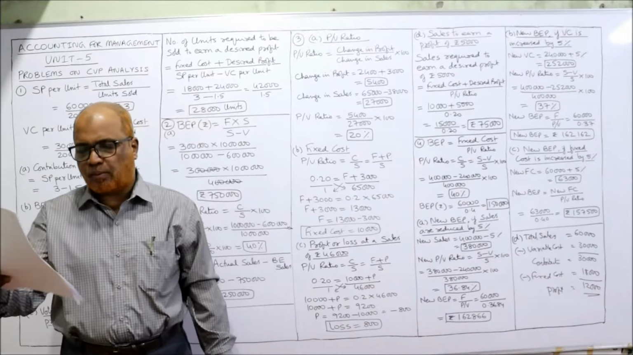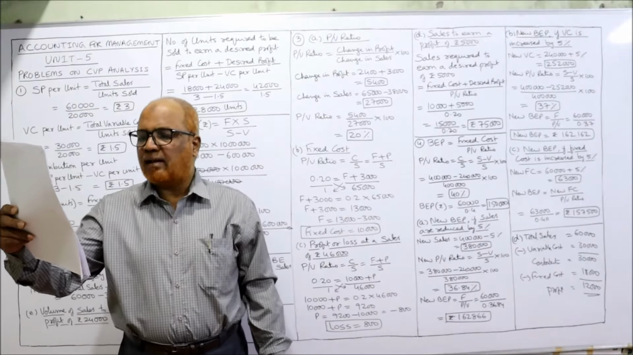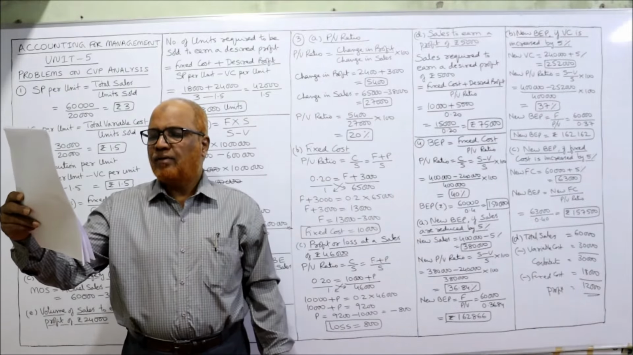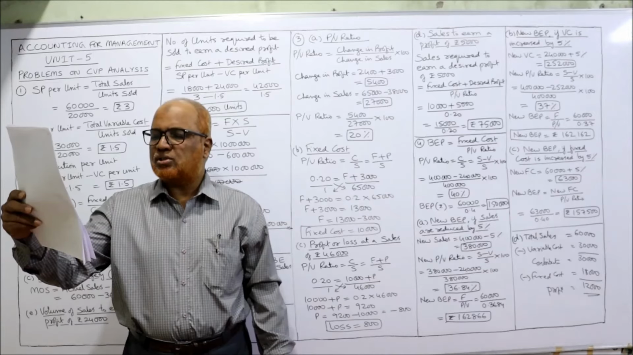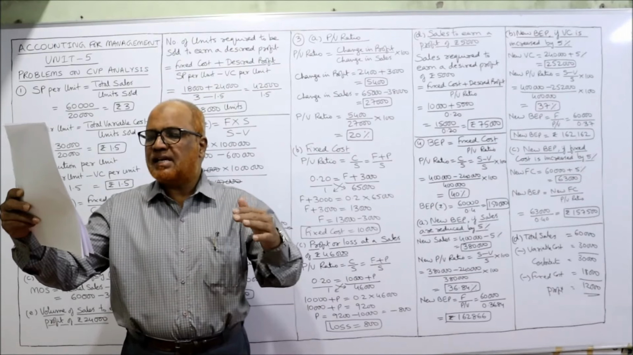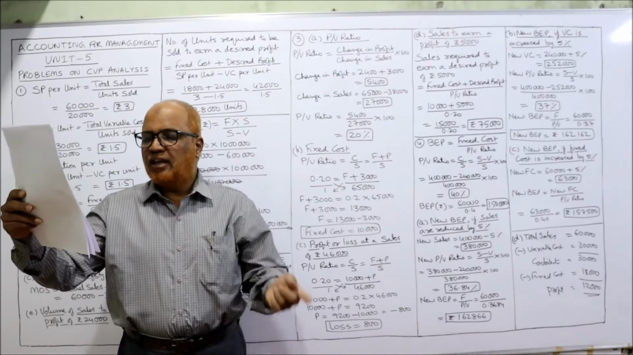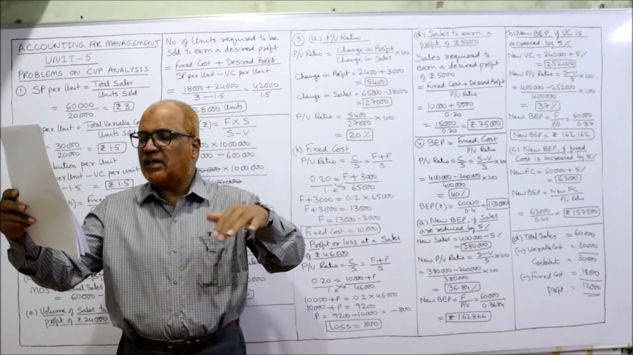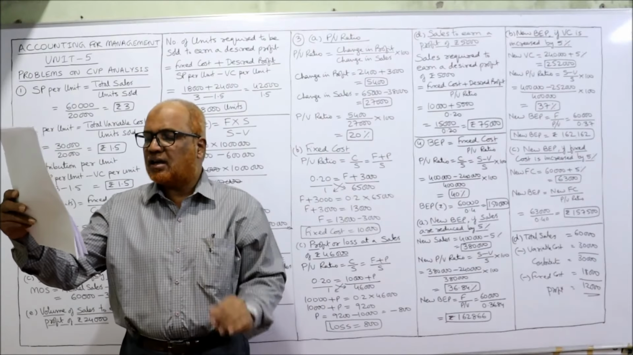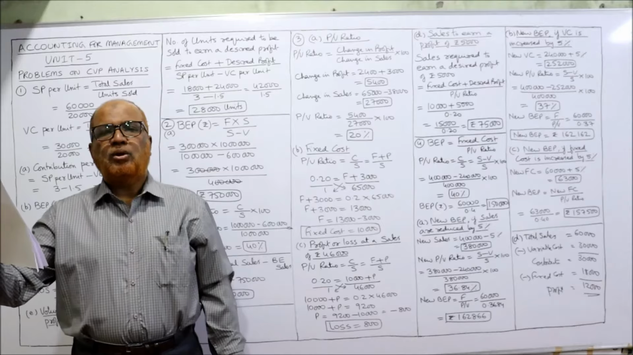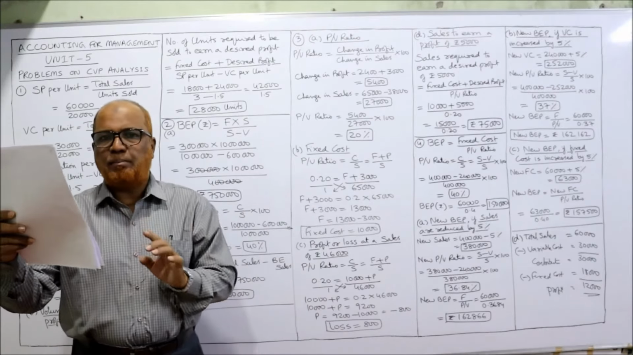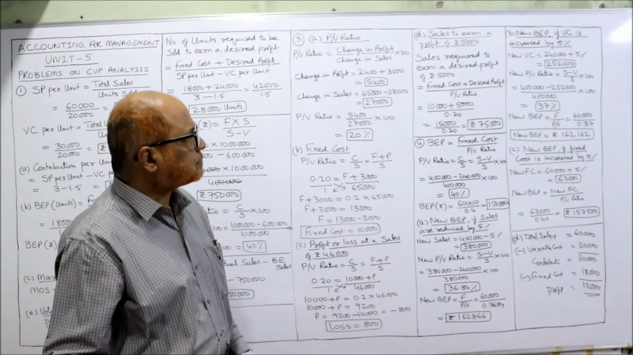Now the last, 4th problem. From the following particulars, calculate BEP, break-even point. Sales are given as 4 lakh, variable cost 2,40,000, fixed cost 60,000. You are required to calculate the following: new BEP if sales is reduced by 5%, new BEP if variable cost is increased by 5%, new BEP if fixed cost is increased by 5%. So totally 4 times we have to calculate BEP. Without any change, what is the BEP? First of all, we have to calculate that.